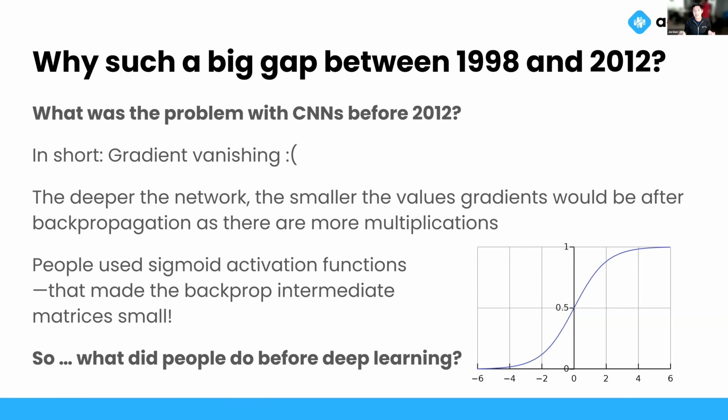And the problem with this is that around this time, people were using sigmoid activation functions for the nonlinearities, which look something like this. If you take the derivative of this function, it looks like a curve that goes up and maxes out at 0.25. So your gradients are multiplied by this 0.25 number every single time. And if you multiply 0.25 a bunch of times, it just goes to 0, right?